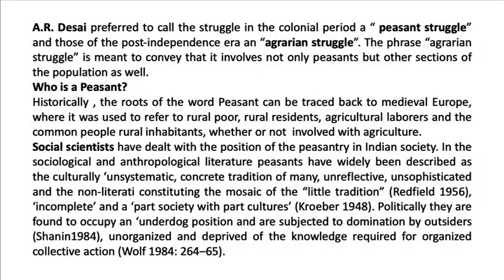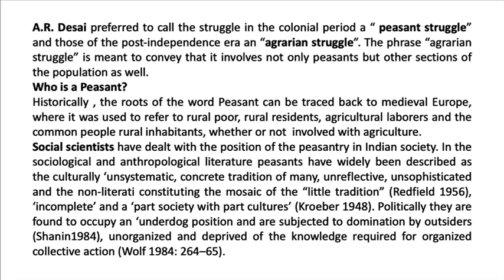So there are different sociologists who have given definitions and who have described what peasant struggles are. One of them, A.R. Desai, preferred to call the peasant struggle in the colonial period a peasant movement and the post-independence era an agrarian struggle. Now the difference between the peasant struggle and agrarian struggle, according to A.R. Desai, is that the phrase agrarian struggle is meant to convey that it involves not only peasants but other sections of the population as well. So that brings us to another important question as to who is a peasant.